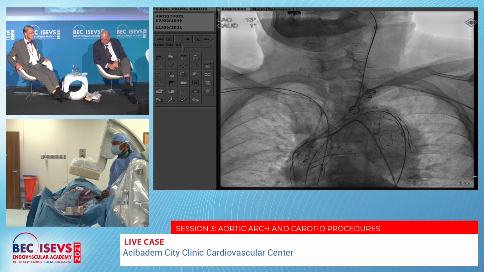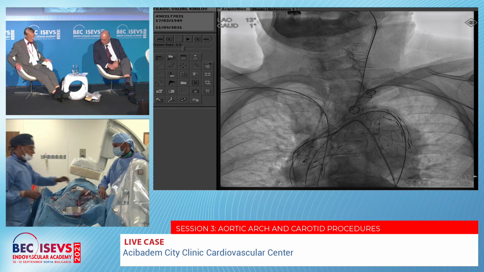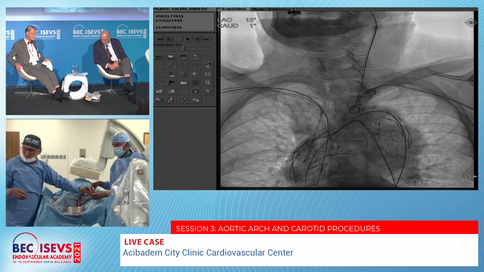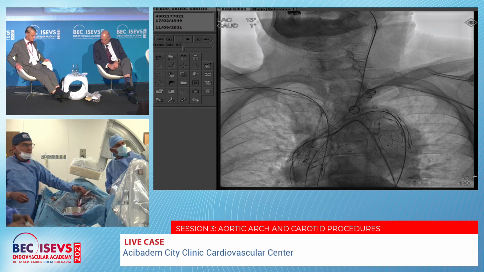Okay, super. So we are going to put now a really big coil.